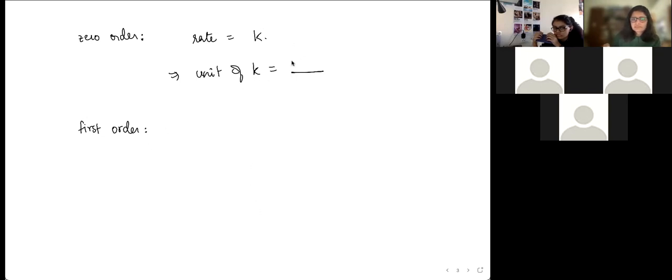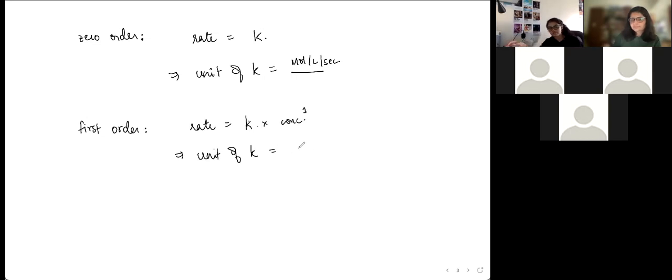So this is basically molarity. Whatever concentration is given, the unit is mole per liter per second, right? Similarly, first order reaction has rate equal to K into the concentration of the reactant raised to the power 1. So in this case, what will be the unit of K? Rate is concentration per second, equal to K into concentration. So concentration will get cancelled out, and the unit of K is left with second inverse. So this would be the unit, 1 by s or s power minus 1.